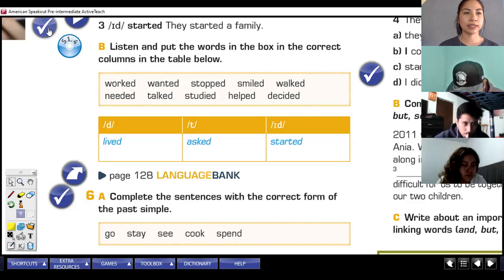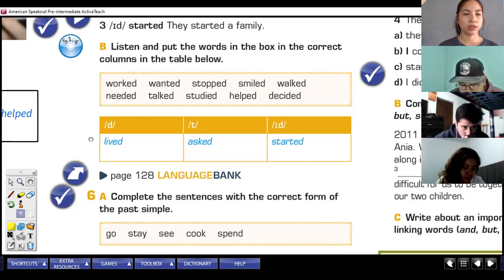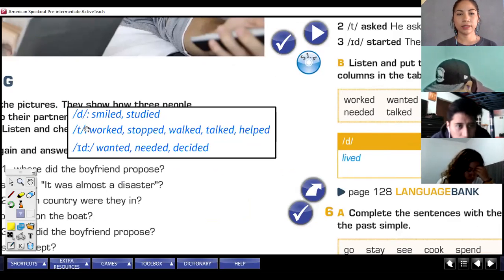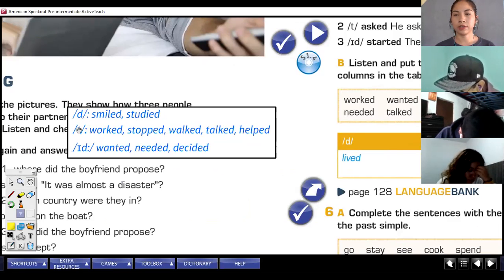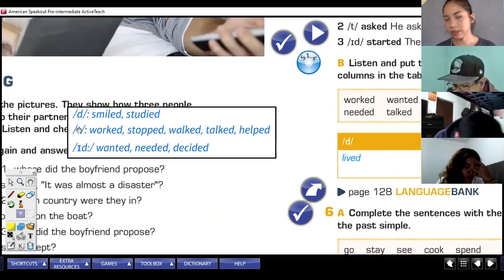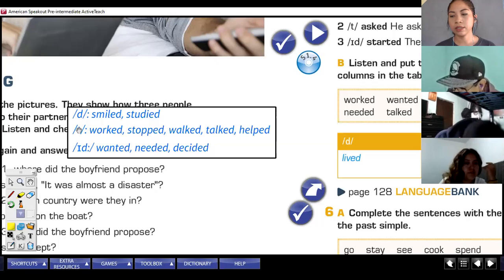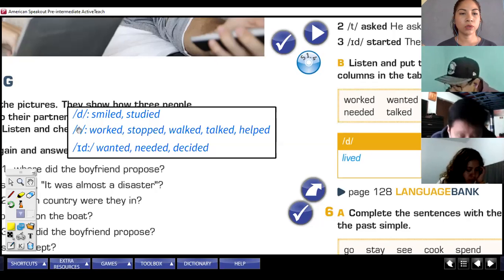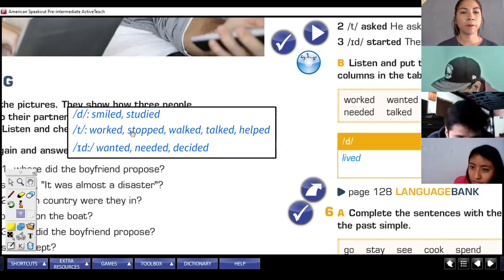Okay, now let's check your answers. Here you are. With D, smiled and studied. ¿Qué tienen en T? ¿Qué pusieron? What did you get in T? Letter T? Wanted, walked, talked, needed.